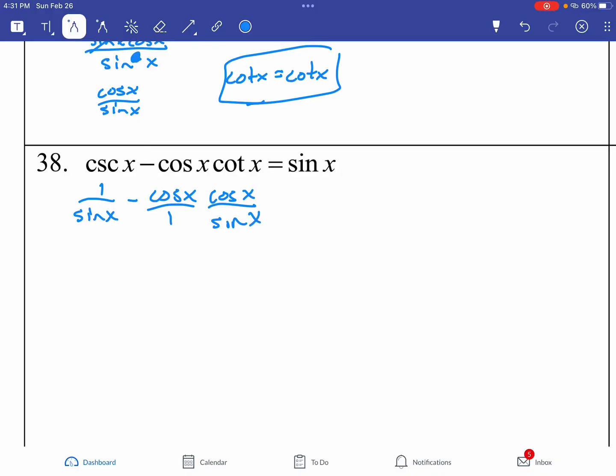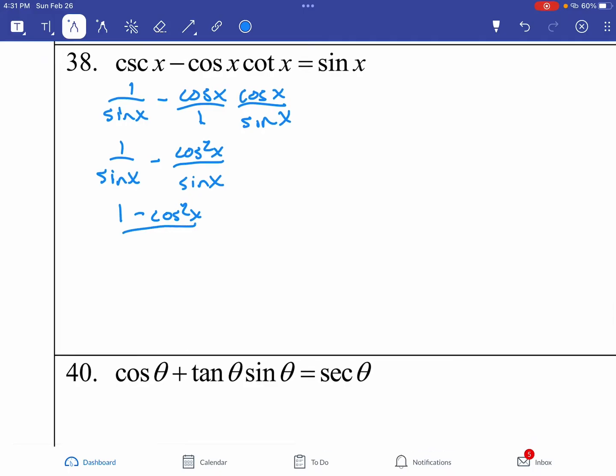Okay, now I'm going to multiply the two fractions on the right. I have 1 over sine of x, still stays the way it is. The cosine times cosine becomes cosine squared of x, and 1 times sine is sine of x. So what I have now is two fractions that have a common denominator. I can combine them together to give me 1 minus cosine squared over sine of x.